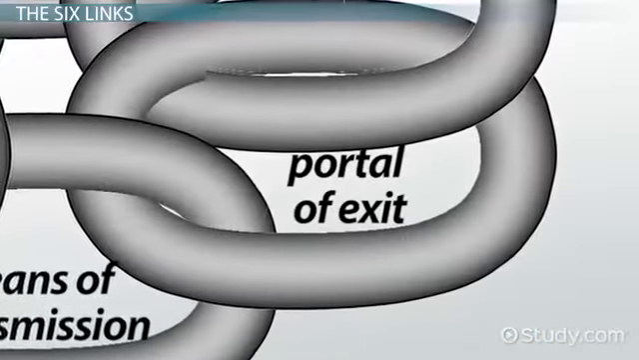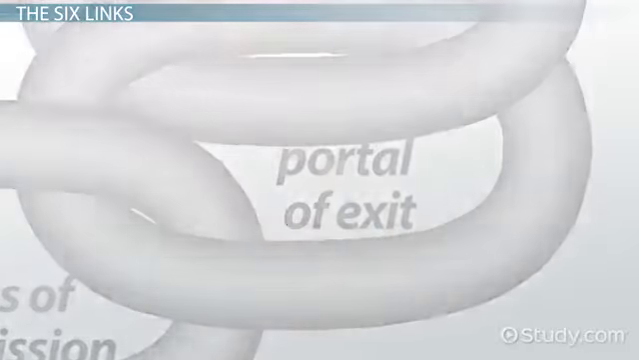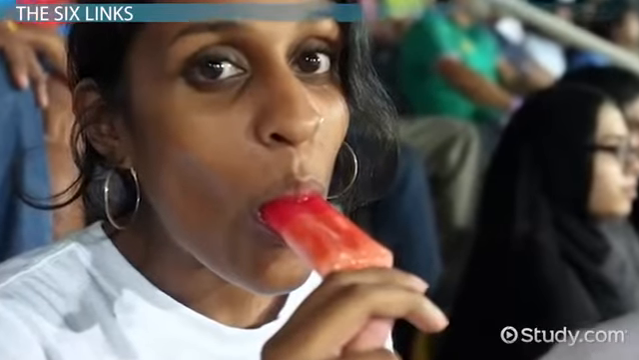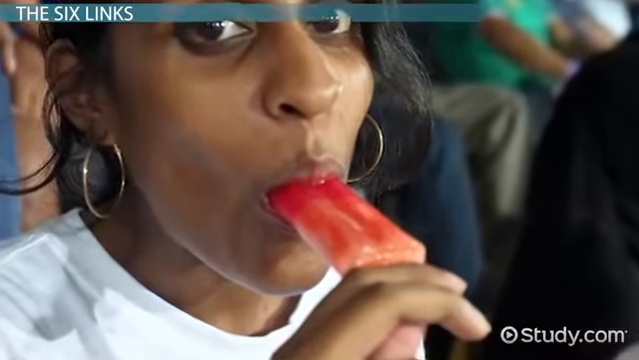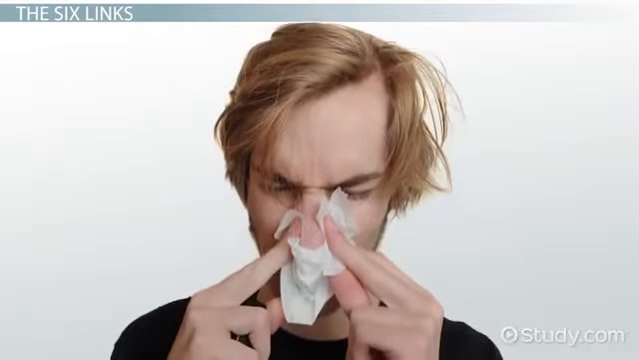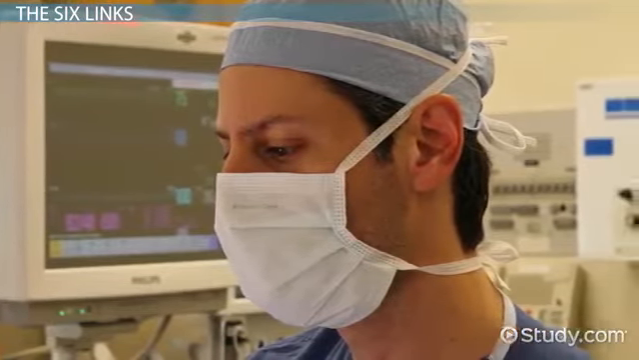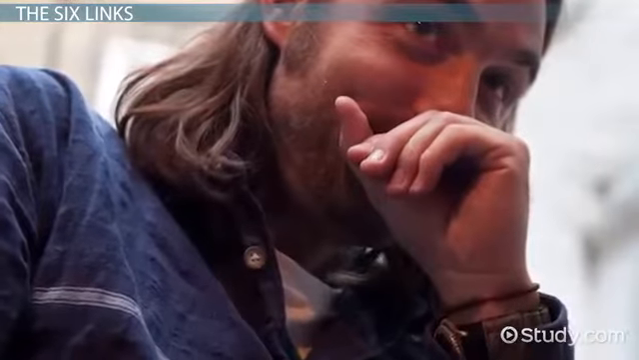The third link is the portal of exit. This link is needed for the pathogen to leave the reservoir. If the reservoir is a human, then the portal of exit may be saliva, mucous membranes, feces, blood, or nose or throat discharges. By using barrier methods, such as condoms or masks, or covering the mouth while coughing, this link can be broken.